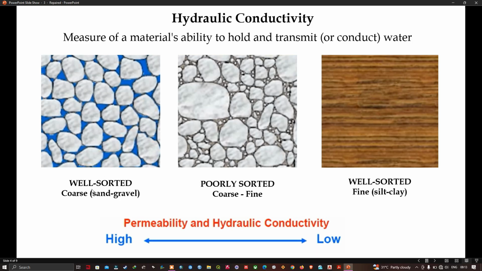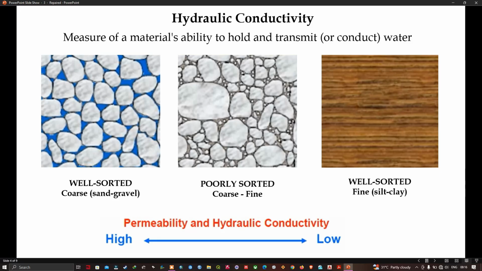And here the poorly sorted coarse and fine materials like sand have a moderate permeability and moderate hydraulic conductivity. While the well sorted fine silt and clay have the lowest permeability and hydraulic conductivity. Actually, the hydraulic conductivity is a measurable property. What I mean is we can measure it from the site, from a field test, and it has a unit that is meter per day.